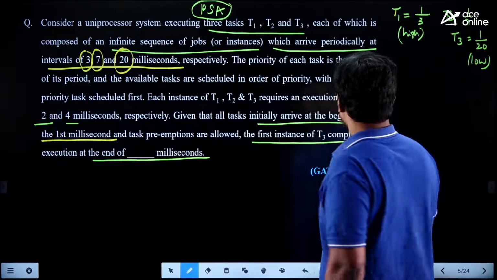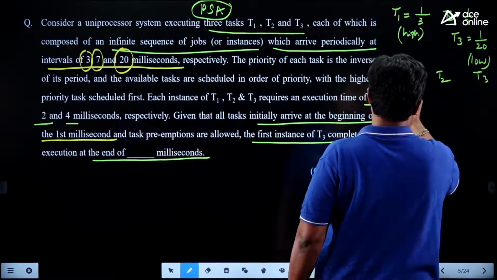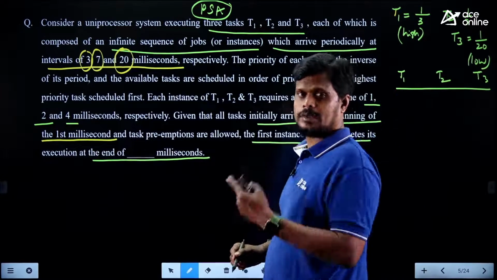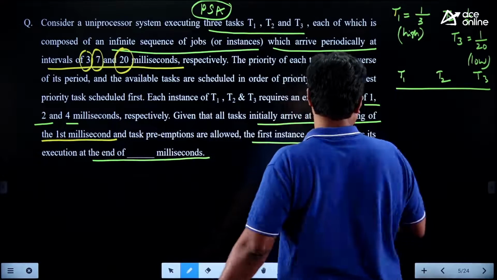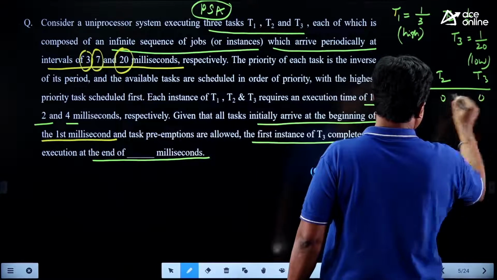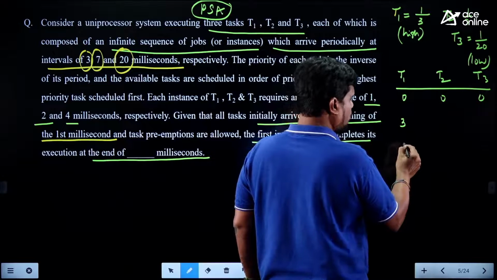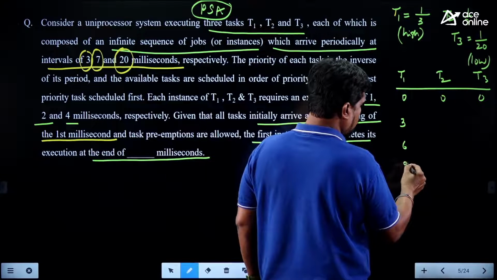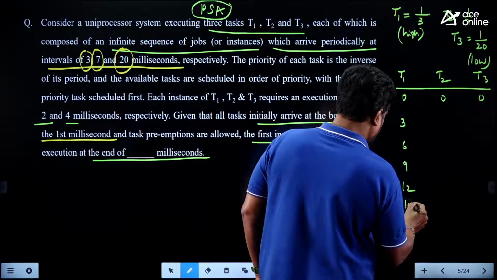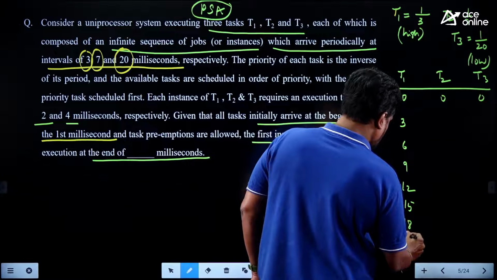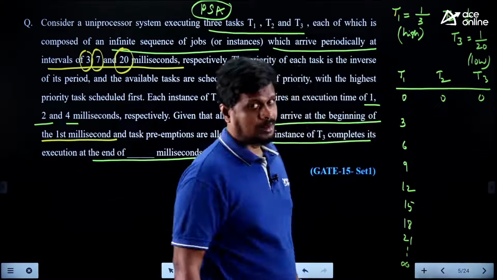These 3 tasks can appear again and again in the ready queue, every 3 milliseconds, 7 milliseconds and 20 milliseconds. Initially all are at 0. Again T1 can enter at 3, again at 6, again at 9. For every 3 milliseconds T1 can enter: 12, 15, 18, 21. This way it can appear an infinite number of times in the ready queue.